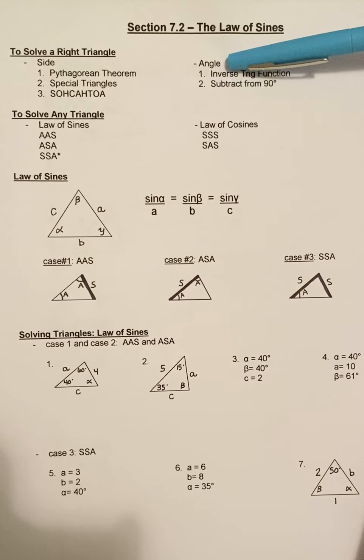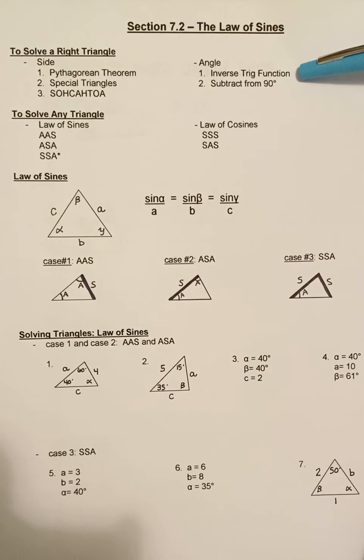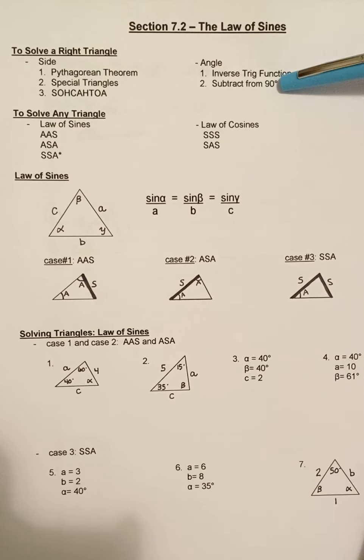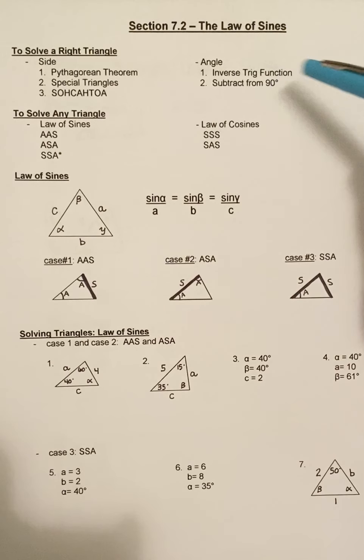To solve for a missing angle, we can use any inverse trig function, depending on what we start with. Or we can just subtract from 90 if we're already given one of those two angles. So that's what we've already covered, how to solve right triangles. Now, what if the triangle happens to not be a right triangle? That goes to solving any triangle.